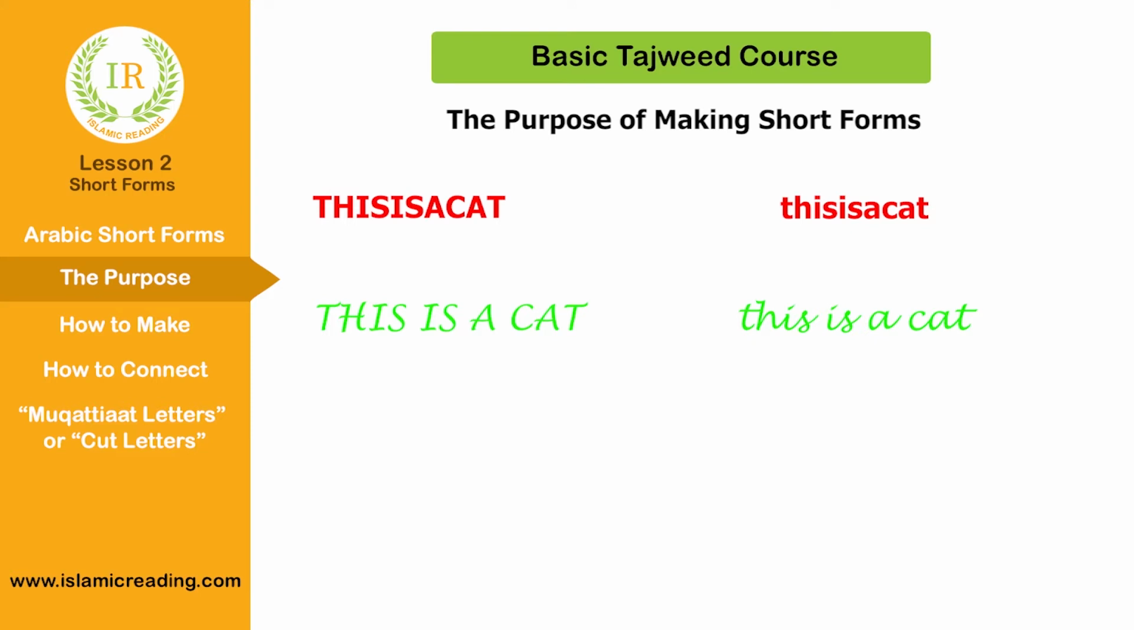In both sentences, the difference is that capital letters are still being written individually, but small letters are connected with each other to make a word. So the purpose of making the short forms of the Arabic letters is to connect them together to make meaningful words or sentences.